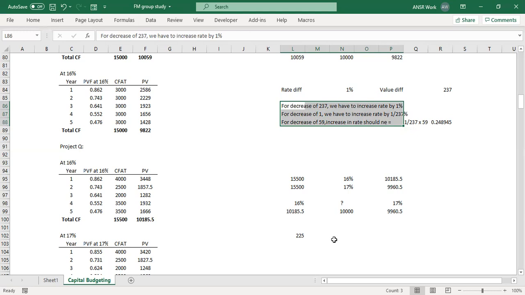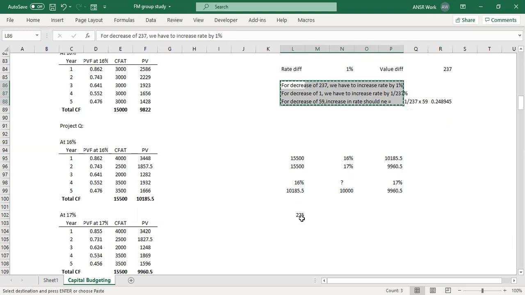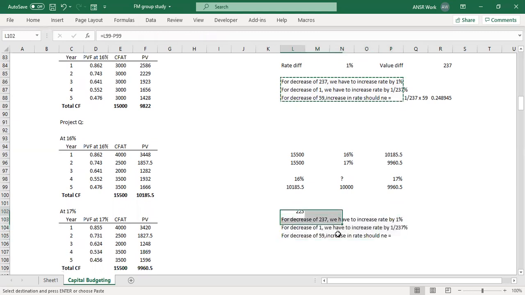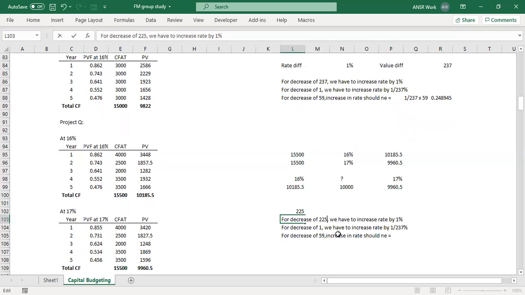So first we have to find out, that is A, 10,185.5 minus 10,000. So for a decrease of 225, our increase is 1%. For 1%, that is 1 divided by 225, for a decrease of 185.5. Can somebody tell how did I reach 185.5?